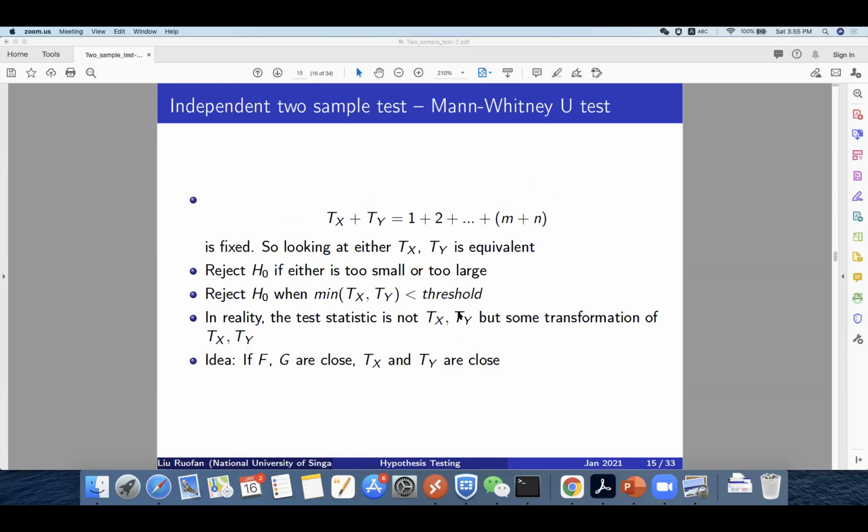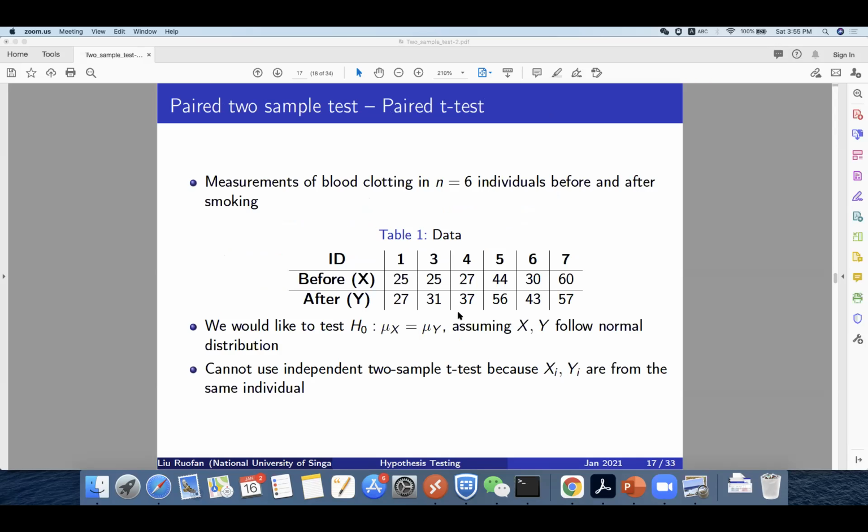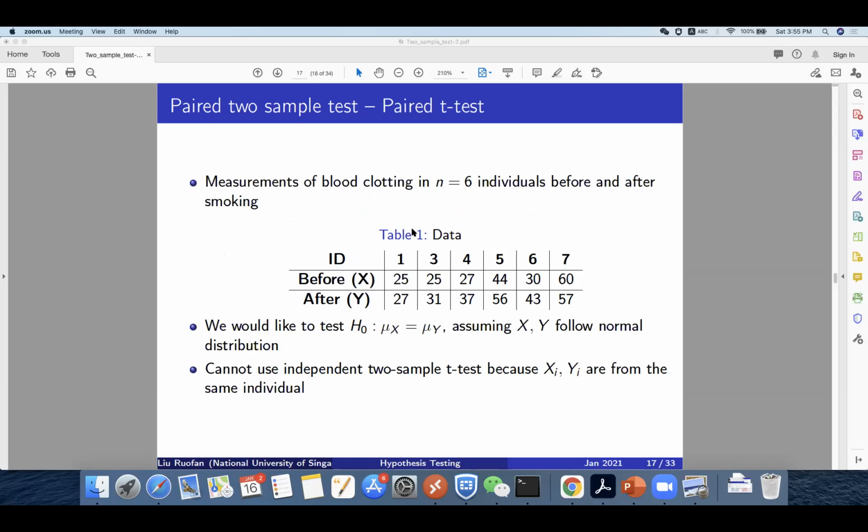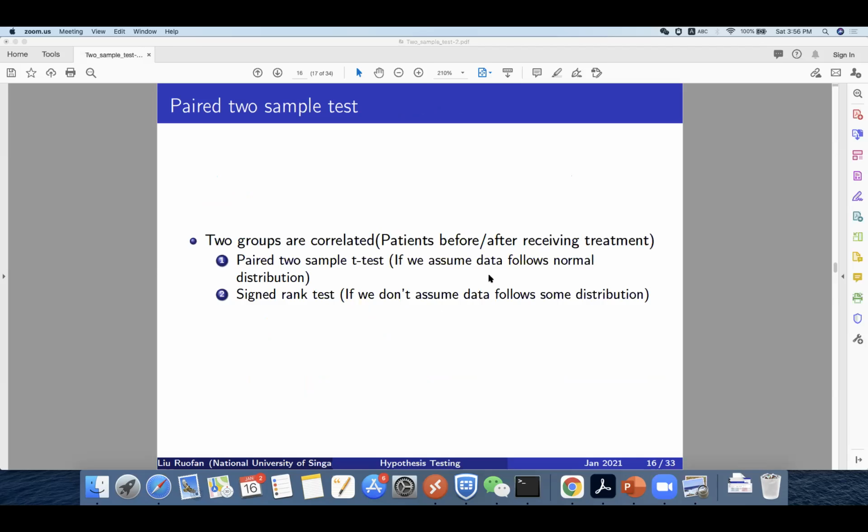For this case, because for the paired t-test we are only comparing whether there's a difference for the same patient. But for the independent case, we are testing the difference for any individual from group X versus any individual from group Y. Maybe let's go through your examples, your second example, in the independent Mann-Whitney testing. So that is fine.